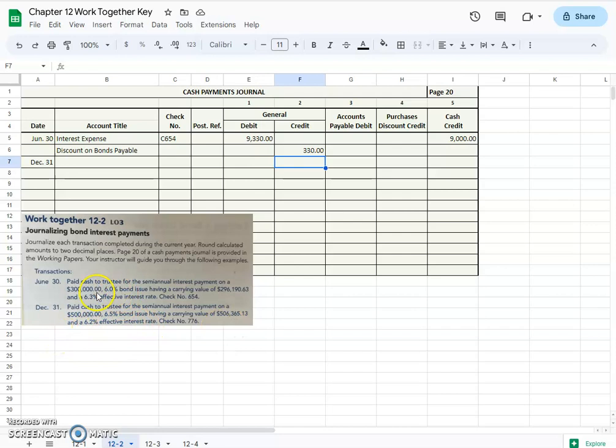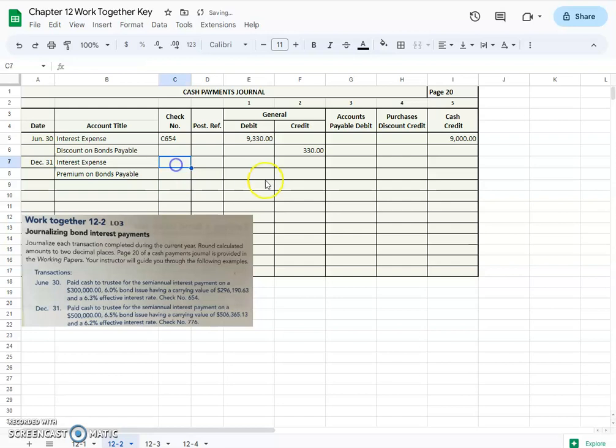So this is the opposite of the previous one, right? Last time the effective interest rate was higher. This time it's 0.3% lower. So it's going to be the opposite. We're going to have interest expense, and then we're going to have this premium on bonds payable, because our bonds pay a higher percentage than what the interest rate out in the market is today. Okay, so this was check number 776.